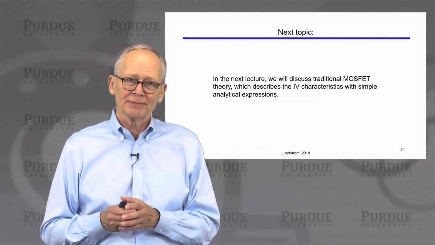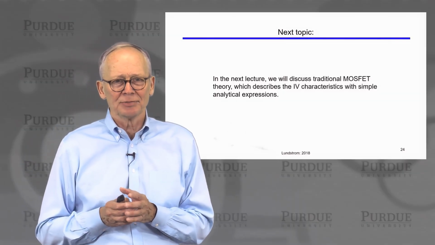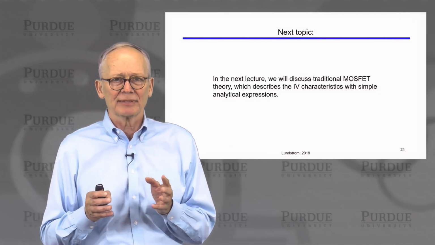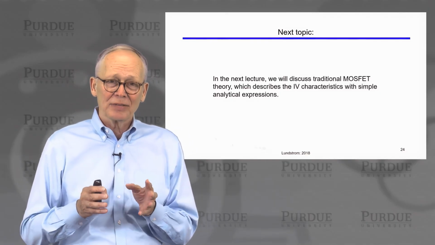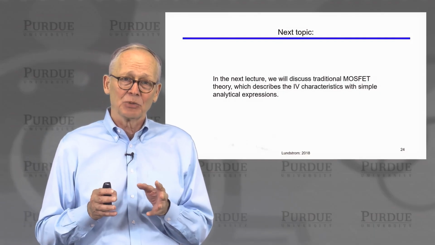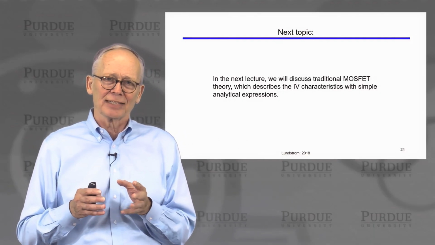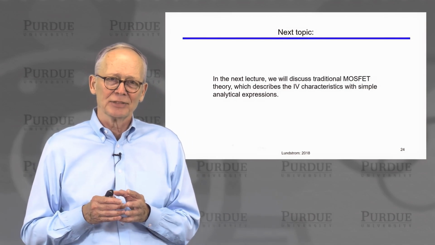All right, so what's next? What's next is where in most textbooks you would see people start. We're going to write a few simple equations to describe the IV characteristics of the MOSFET. But now that we understand how the MOSFET works in terms of energy band diagrams, we'll really have a deeper understanding of what those equations mean. So I'll see you in the next lecture and we'll continue this discussion.